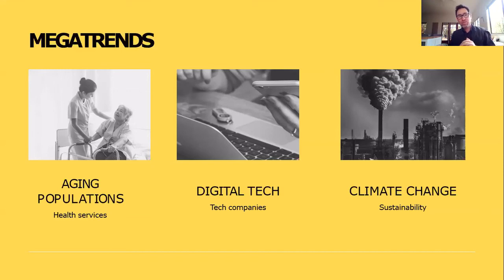So the megatrends have definitely shifted. Some of the megatrends now are around aging populations, digital technologies, and climate change and sustainability. If you think of any of the products and services that are supporting these megatrends, then that's where you want to be. This is where the evolution is taking us.